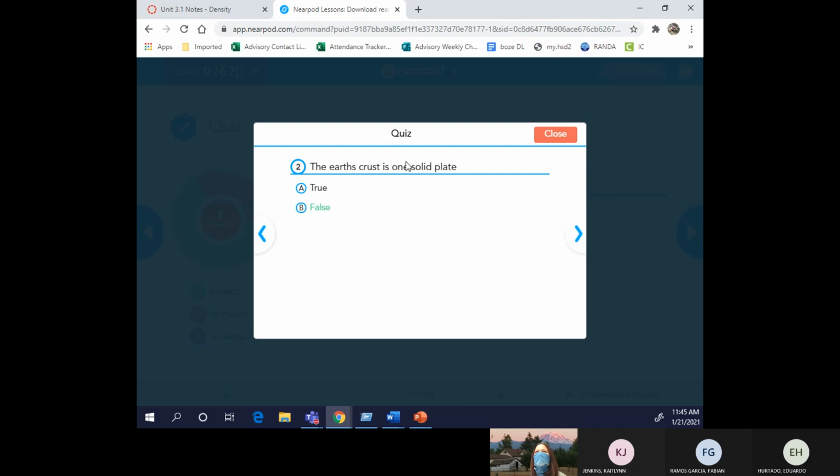The Earth's crust is one solid plate. That is false. It's broken up into a whole bunch of different plates, kind of like we saw in that picture of the ice shield, or the ice floating on the ocean. Tectonic plates are large pieces of lithosphere. Again, you'll sometimes see that substituted with the word crust. Totally okay for this class.